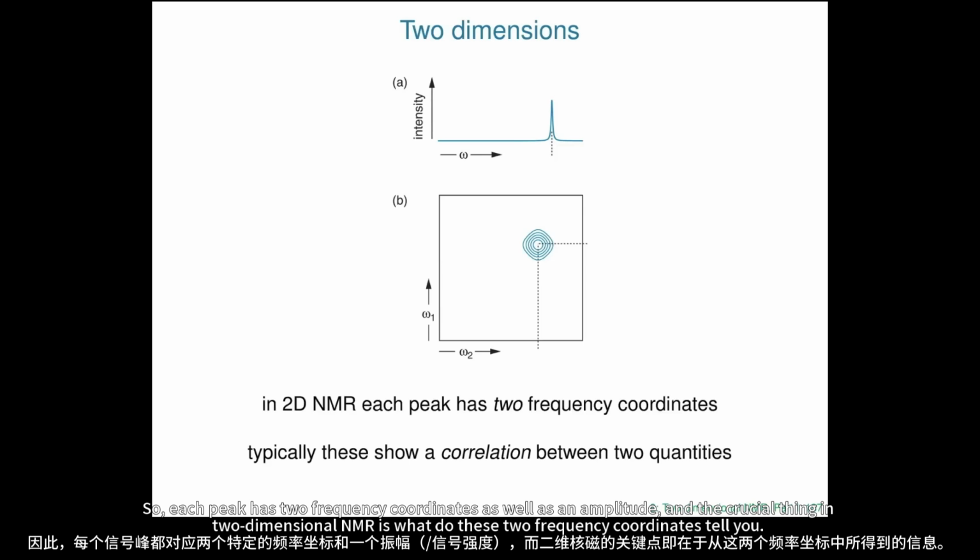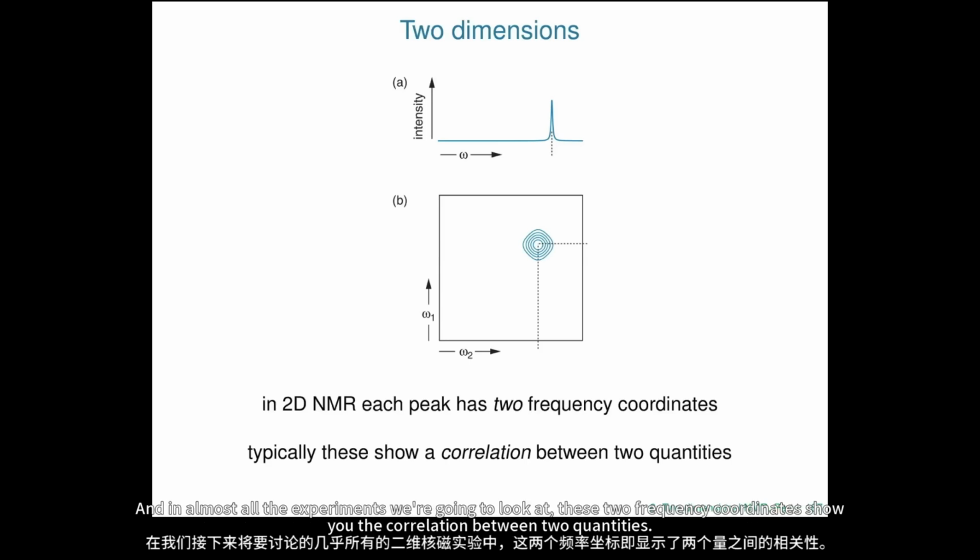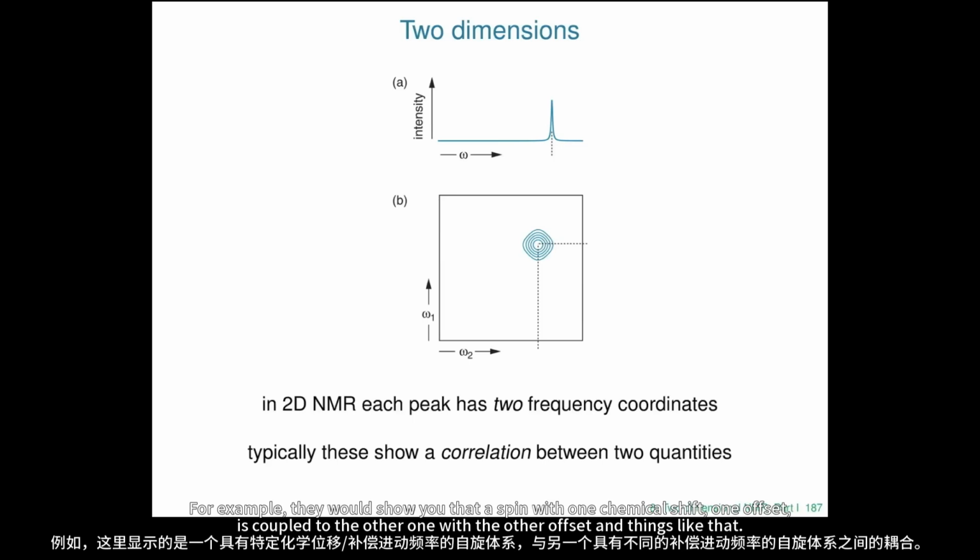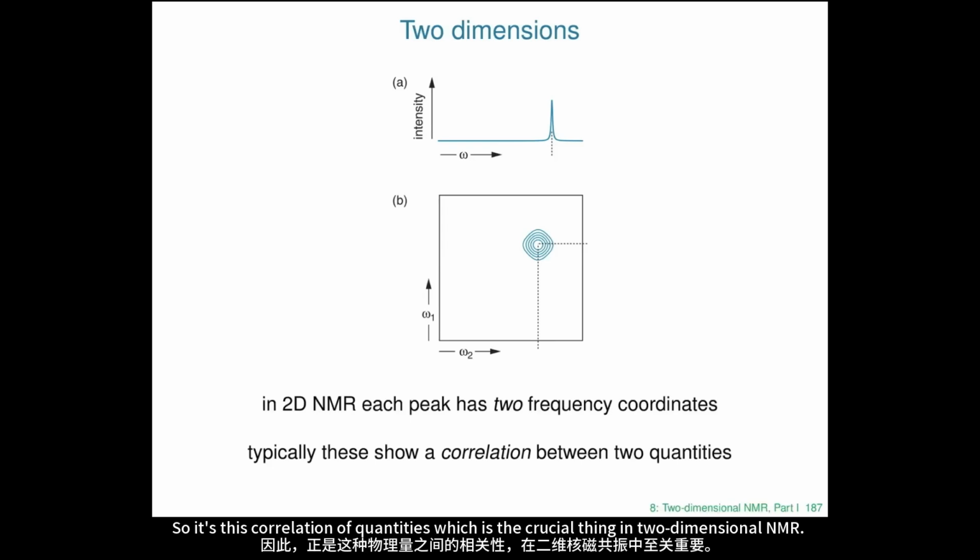And the crucial thing in two-dimensional NMR is what do these two frequency coordinates tell you? In almost all the experiments we're going to look at, these two frequency coordinates show you the correlation between two quantities. For example, they would show you that a spin with one chemical shift, one offset, is coupled to the other one with the other offset, and things like that. So it's this correlation of quantities which is the crucial thing in two-dimensional NMR.